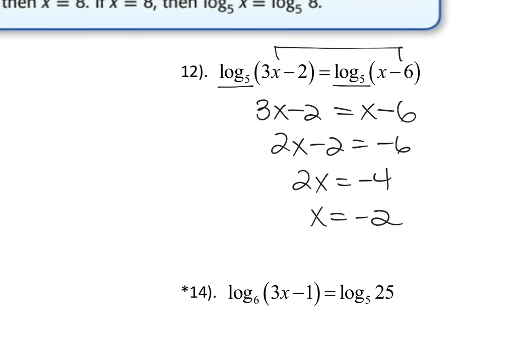3 times negative 2 is negative 6. Negative 6 minus 2 is negative 8. This comes out negative, and it can't be. We need to cross that answer out. So therefore, our answer is going to be no solution.